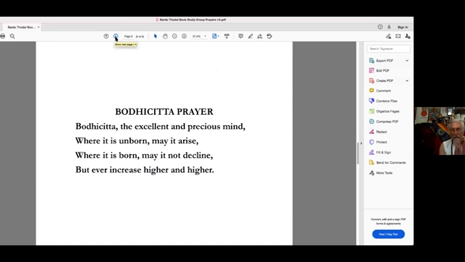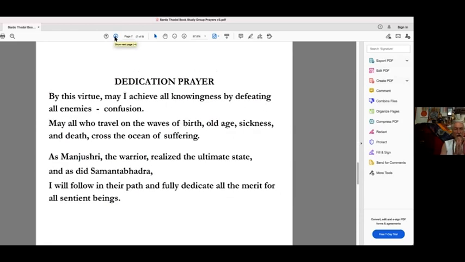Bodhicitta, the excellent and precious mind, where it is unborn, may it arise. Where it is born, may it not decline, but ever increase higher and higher. By this virtue, may I achieve all knowingness by defeating all enemies' confusion. May all who travel on the waves of birth, old age, sickness, and death cross the ocean of suffering. As Manjushri the warrior realized the ultimate state, and as did Samantabhadra, I will follow in their path and fully dedicate all the merit for all sentient beings.